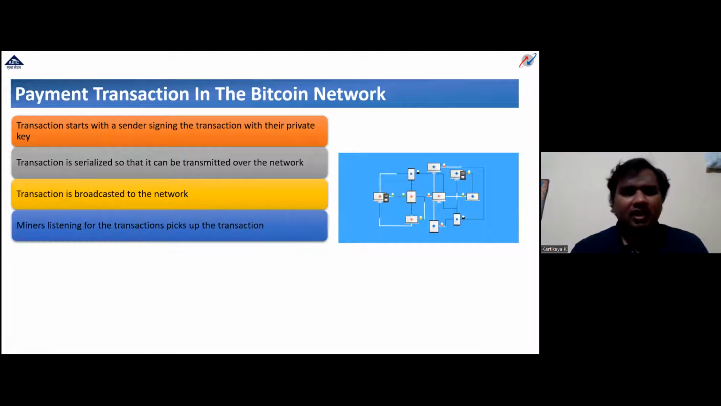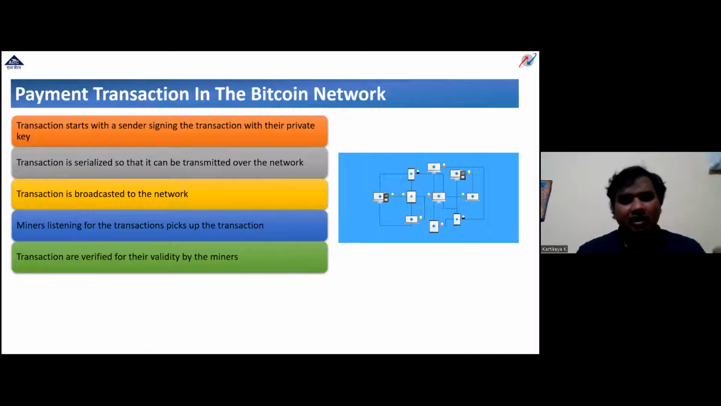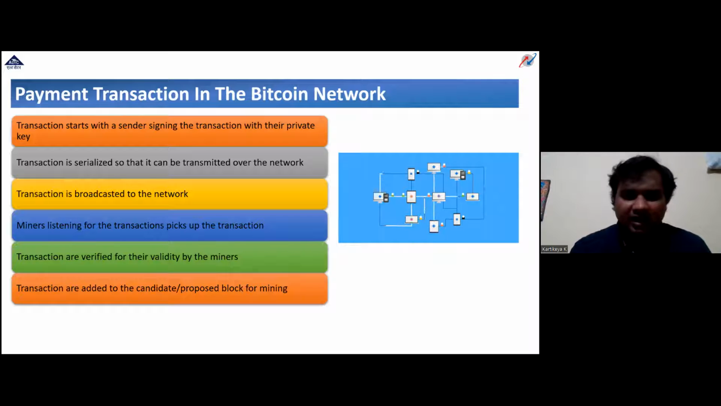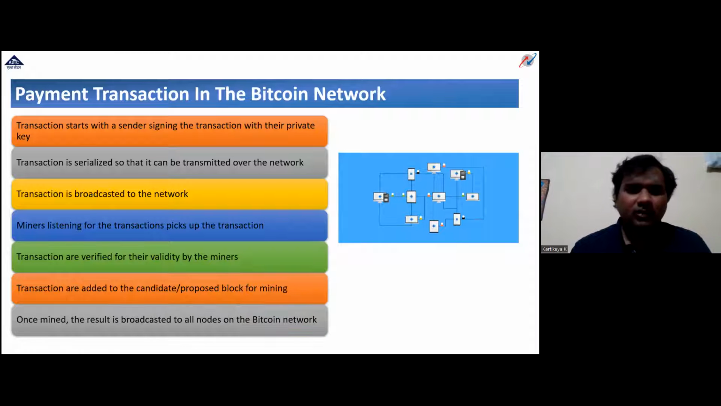So the transaction is broadcasted to the network. Then miners listening for the transaction pick it up. For this purpose, the transaction is broadcasted all over the network. Next, the transactions are verified for validity by the miners. Miners validate the transaction, whether it is authentic or not, and whether to add that block to the blockchain or not is decided by the miners. After a transaction is validated and verified by the miners, the transaction is added to the proposed block for mining. So the transaction will be added to the blockchain as a new block. Once mined, the result is broadcasted to all nodes on the Bitcoin network. This is how a transaction happens.